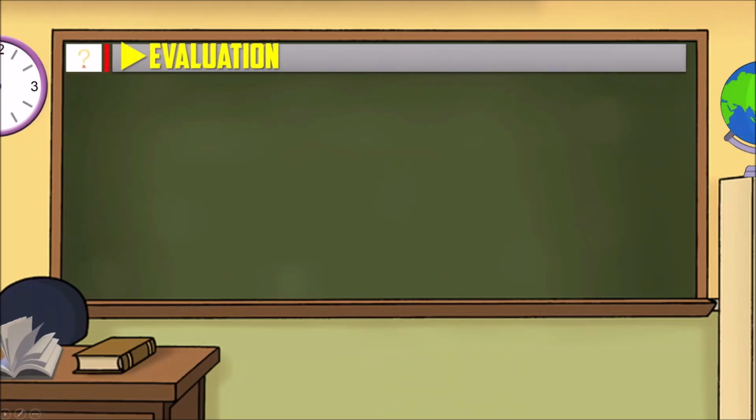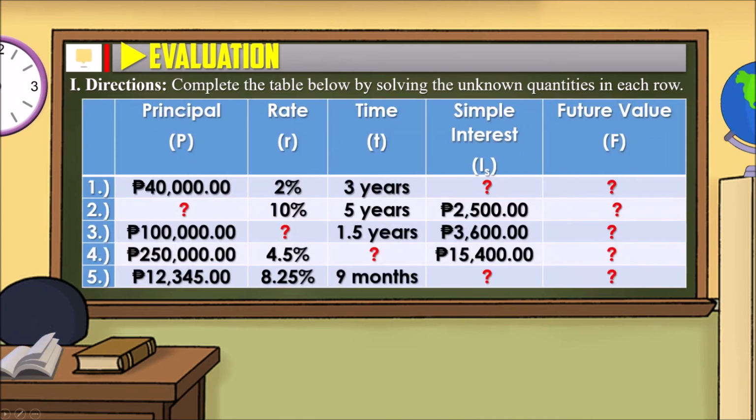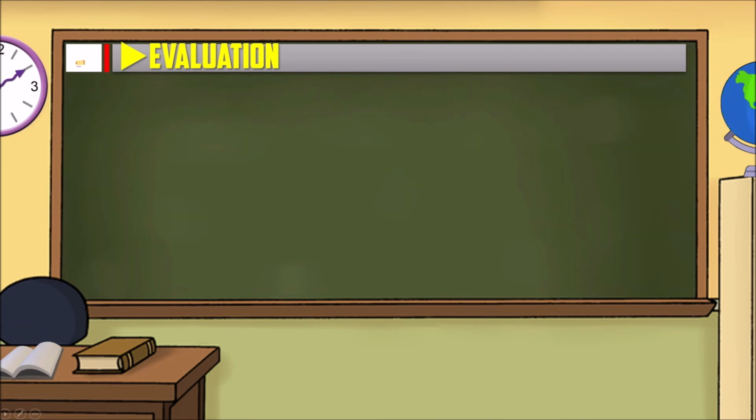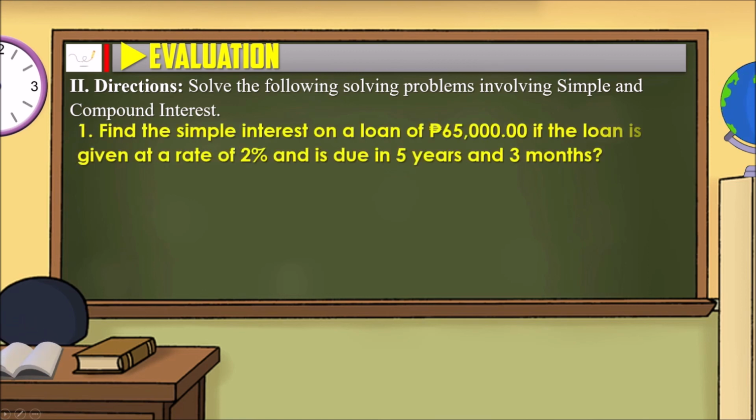For your evaluation, do the following on a separate sheet of paper. First direction. Complete the table below by solving the unknown quantities in each row. Second direction. Solve the following word problems involving simple and compound interest. Number 1. Find the simple interest on a loan of 65,000 pesos if the loan is given at a rate of 2% and is due in 5 years and 3 months.